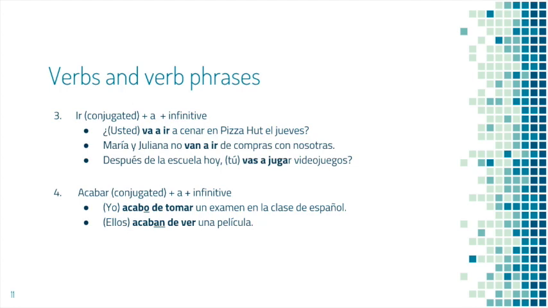Okay? Our fourth verb phrase is acabar de. Sorry, that's not correct, my first on the slide there. So it should say acabar de plus infinitive, but you can see in the examples what it's actually supposed to be like. Okay, so our first example says, yo acabo de tomar un examen en la clase de español. So acabo is conjugated, de, and then tomar is the infinitive. Again, three parts. Acabar de, infinitive. The next example there, ellos acaban de ver una película. Acaban, conjugated form of acabar, de, and ver, all three parts.